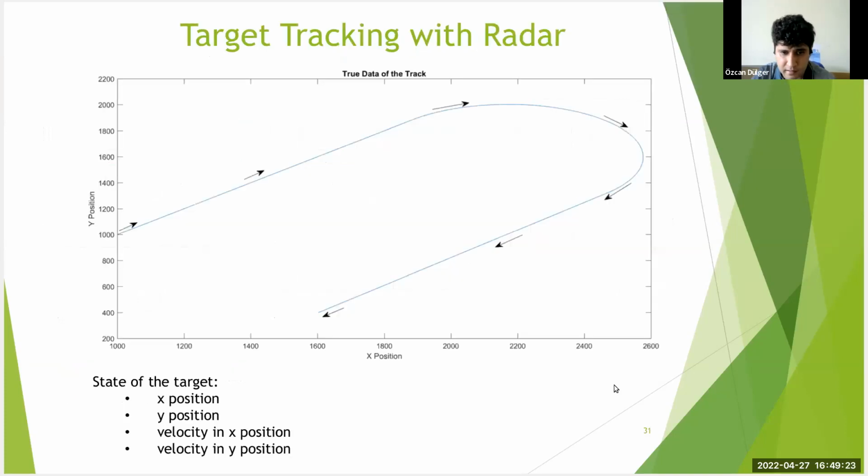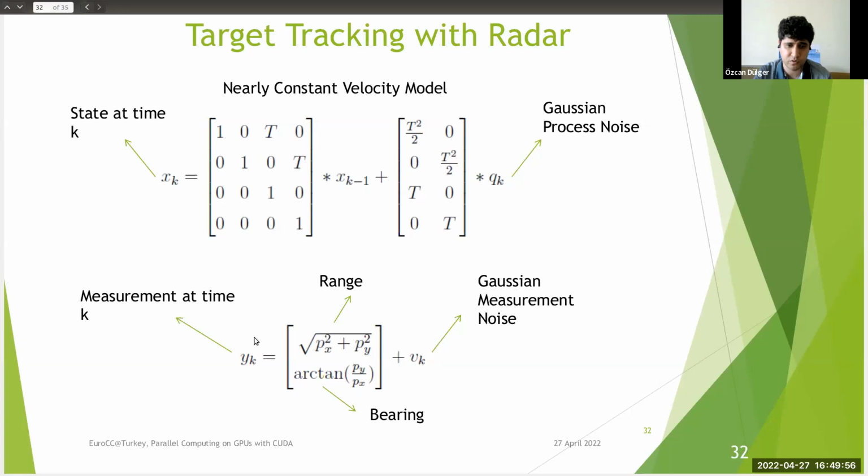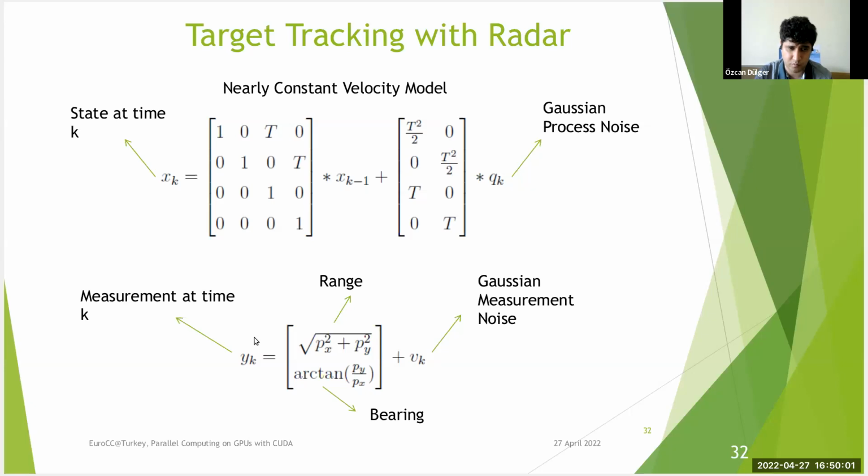And at the end, I would like to show the tracking performance briefly. This is a plane in 2D, and its states are x position, y position, velocity in x, and velocity in y. And we use a nearly constant velocity model as the system model. Now we generate particles for this model. And for the measurement, we use range and bearing of the target from the radar.